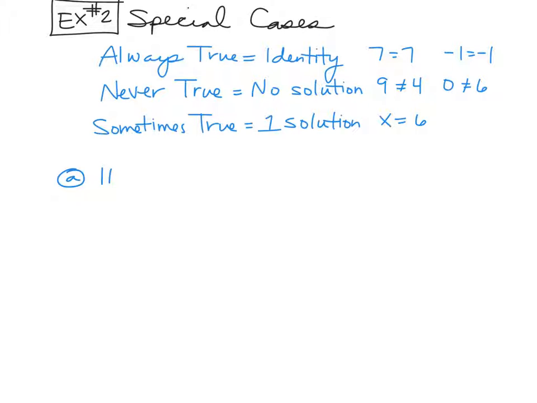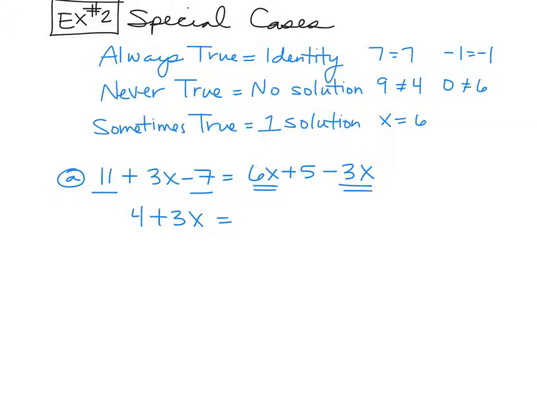Let's say we have 11 plus 3x minus 7 equals 6x plus 5 minus 3x. Okay, so we're going to start by combining like terms. So on your left side, your like terms are your 11 and your negative 7, right? So we're just going to simplify that. 11 minus 7 is 4 plus 3x. On your right side, it's your x's that are your like terms. So 6x minus 3x would be 3x plus 5.